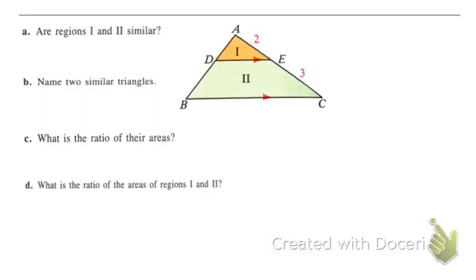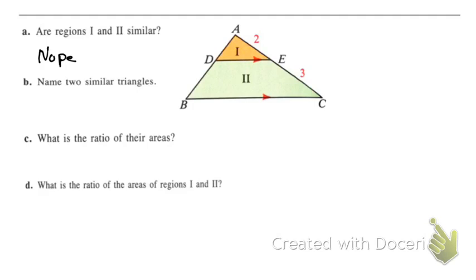All right, let's continue. Are regions 1 and 2 similar? Before I ask your input, I want you to be clear of what I'm asking. Area 1 is that triangle. Area 2, I'm just looking for the one that has 2 on it. Are those two shapes similar? No, they aren't. They're not even the same shape. This is a trapezoid. One is a triangle. So no, they aren't similar.